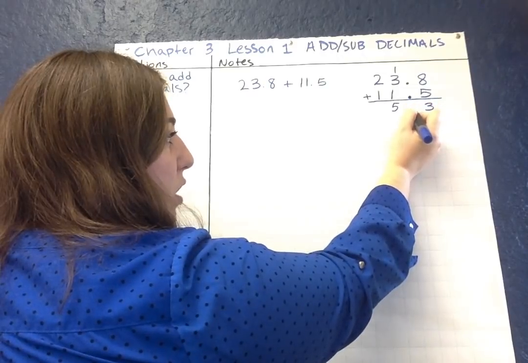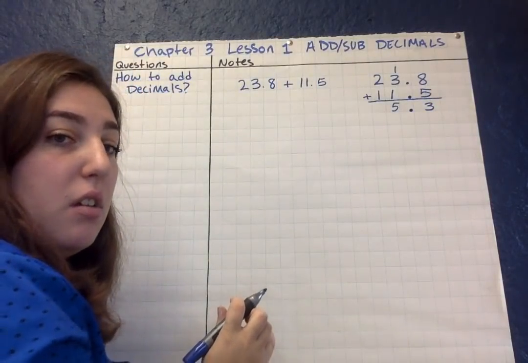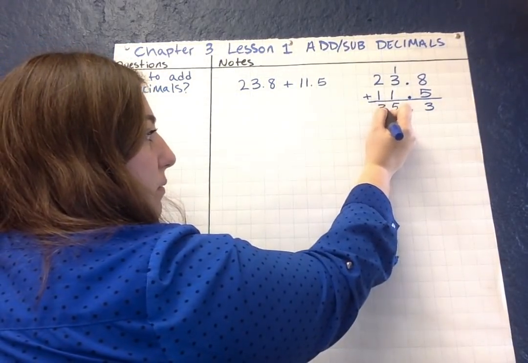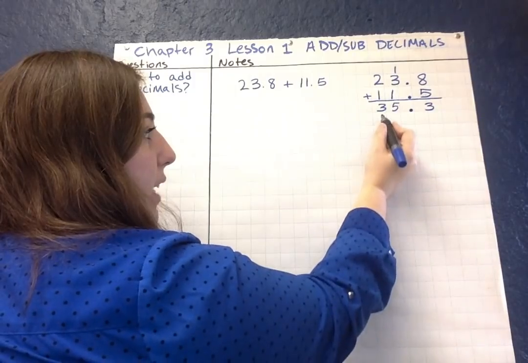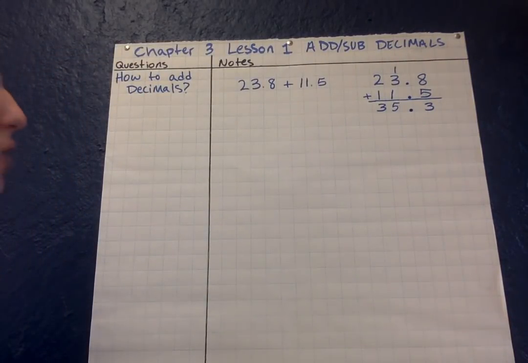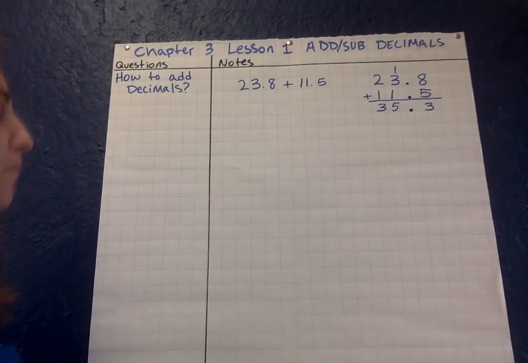Okay, and I'm going to make sure I drop down this decimal right here. It's in the same place. Okay, and then 2 plus 1 is 3. So my answer is 35.3. Okay. Let's try one more, but using a little bit of a box method.